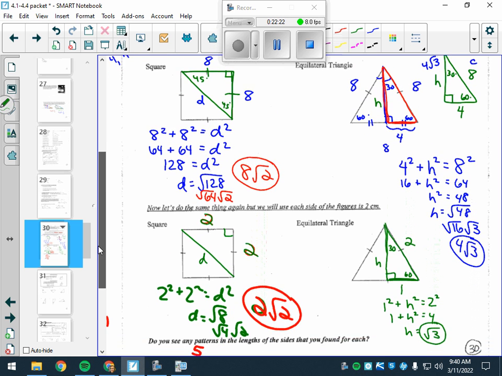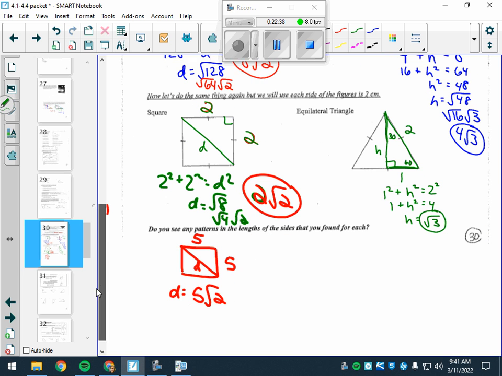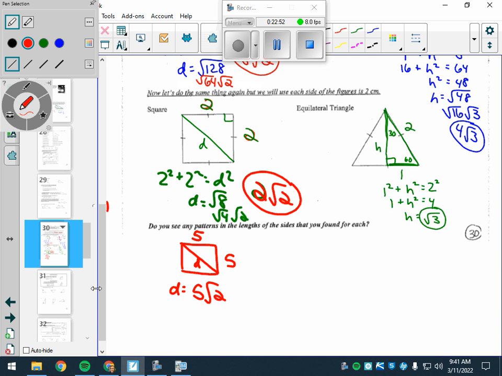So let's see if we see a pattern here. On our first one, the shortest side was 4, the longest side was 8, and the height was 4 root 3. Down here the shortest side is 1, the longest side is 2, and the height is essentially 1 times the square root of 3. What if this side is 10? What would this side be? Yep.